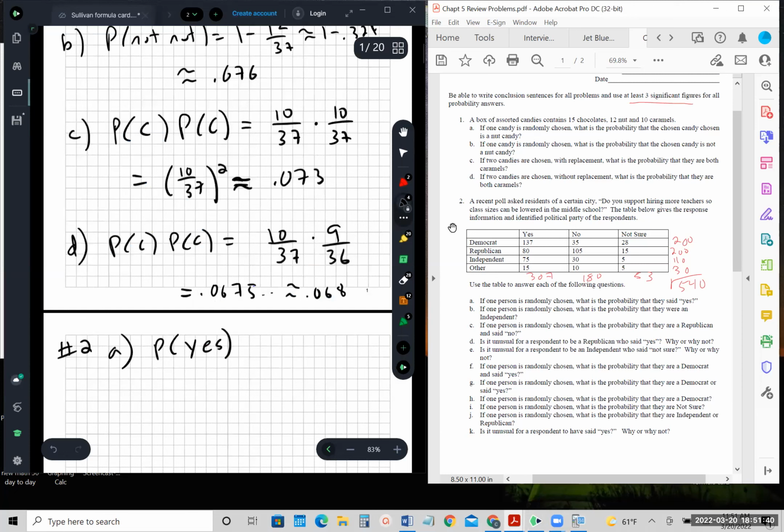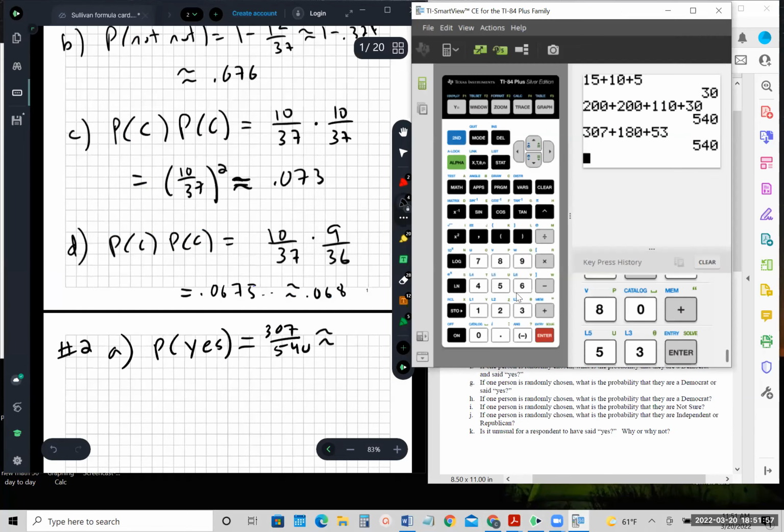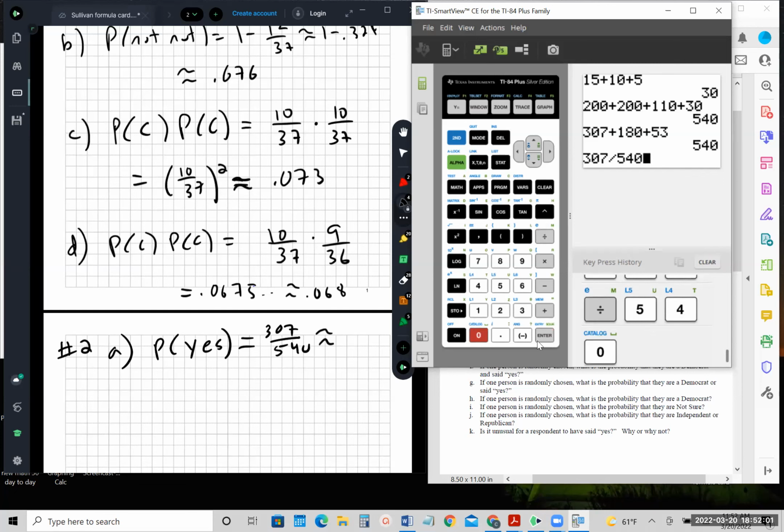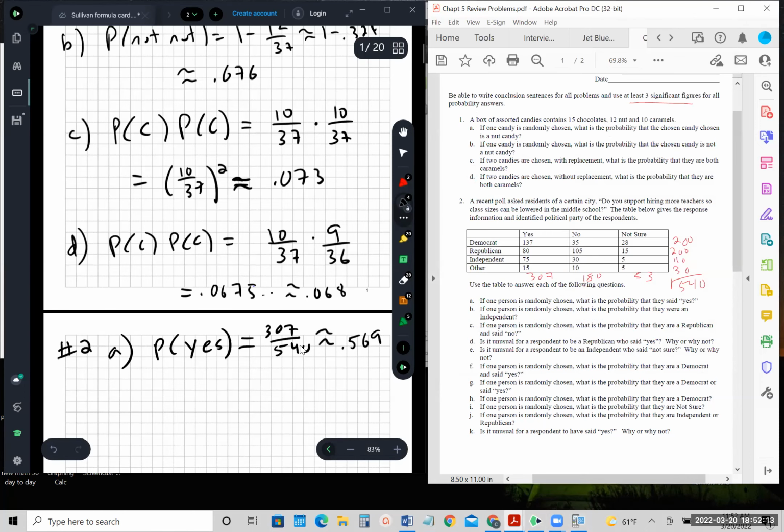So the probability of saying yes would be 307 over 540. Then if we do the decimal approximation, that is roughly 307 divided by 540, and I get 0.5685, so roughly 0.569. Okay, so that would be A.